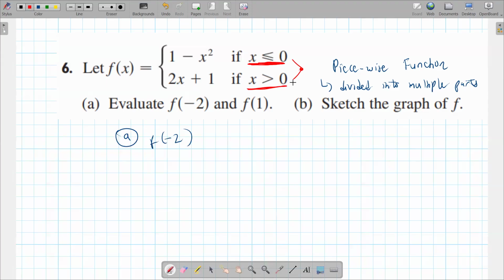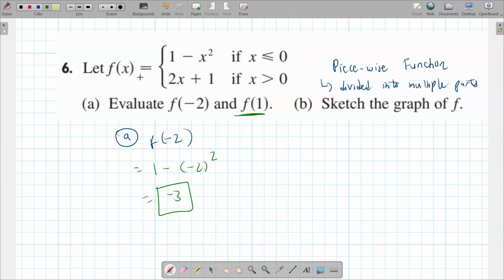It's very simple. You just look at which equation would apply. You just look at the x value. The x value is negative 2. This is x is greater than 0, so this is not going to apply. I have to plug negative 2 in here. And it's just that easy. So it's a two-step. 1 minus negative 2 squared. 1 minus 4 is negative 3, and you're done.